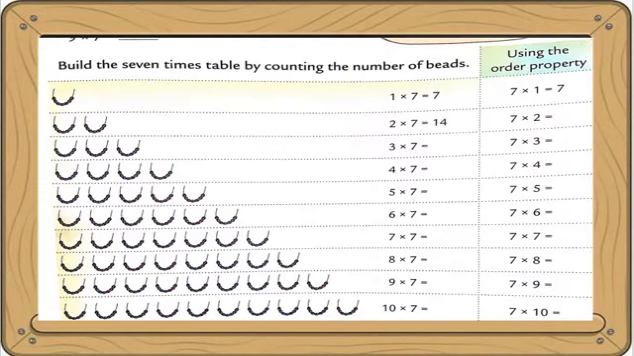Then after the last one, build the 7 times table by counting the beads. Understood? This is the bar model of beads. It's called the model of beads. Understood, all students? What to do then? Build the 7 times table by counting the number of beads. So here we count. How many groups are here? 1 group. And how many beads are there? Only 7 beads. So 1 seven is 7.